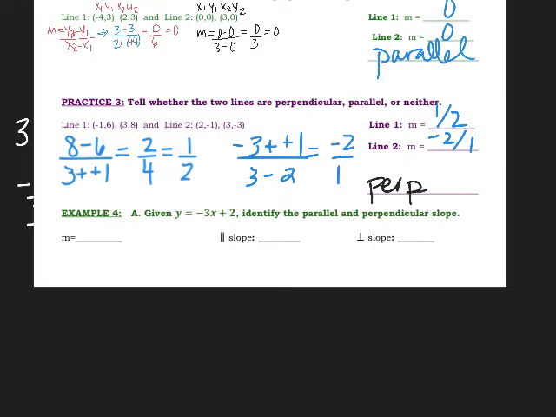So were they parallel, perpendicular, or neither? Perpendicular. Okay. You want to reduce it so that you can see that those numbers are the same, because if we don't reduce it, then you'll probably pick neither. All right. Let's look at example 4.